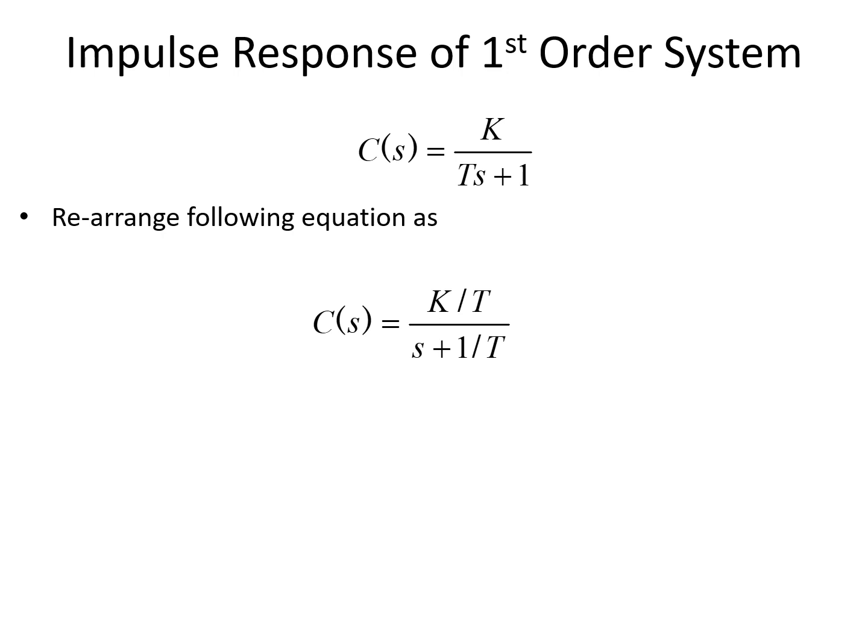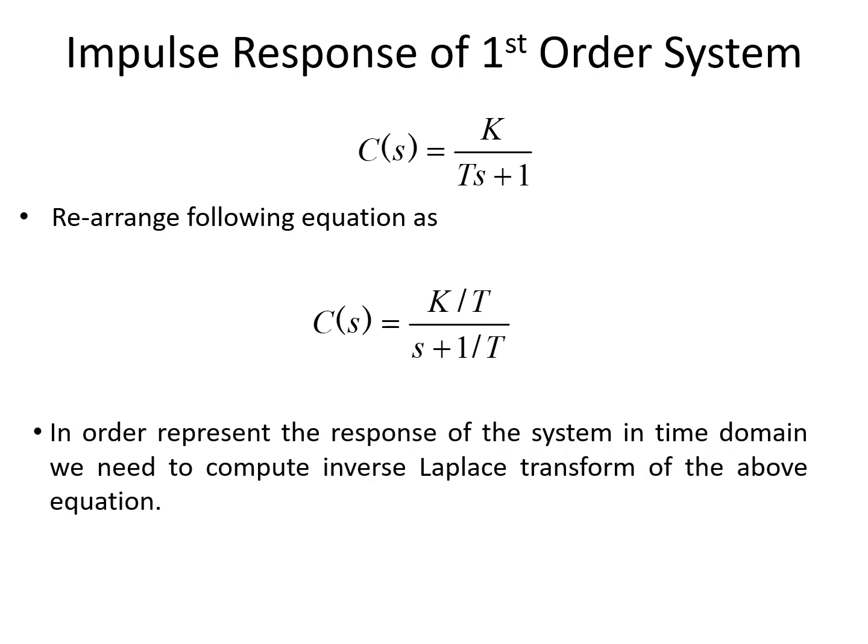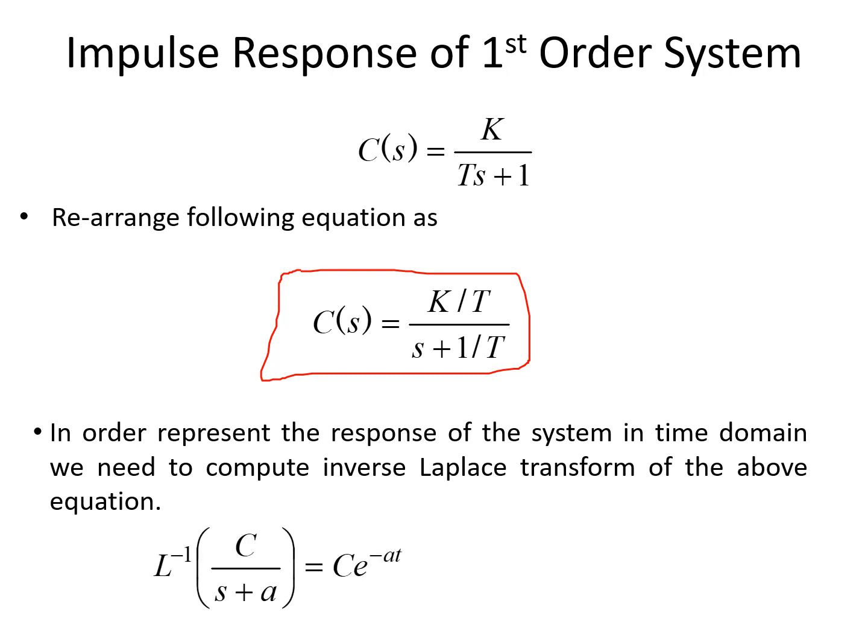So if I rearrange my term by taking T as common, C of S is taken as K by T divided by S plus 1 by T. So I have a pole at S equal to minus 1 by T. To find the response of the system in time domain, we need to compute the inverse Laplace transform of the above equation, to find out the type of output that we are going to get in the time domain.